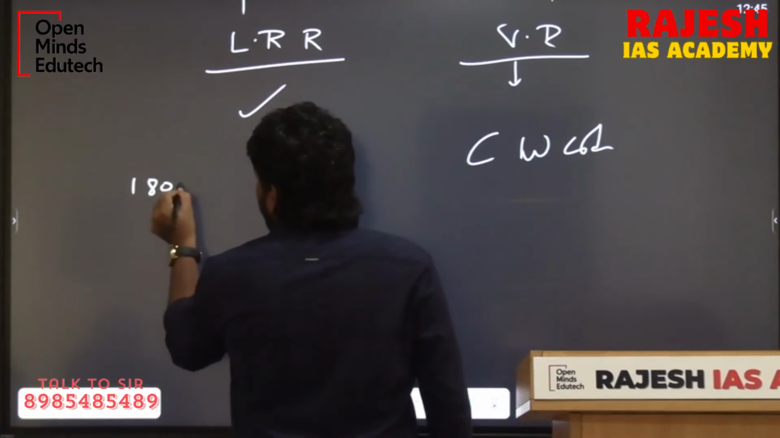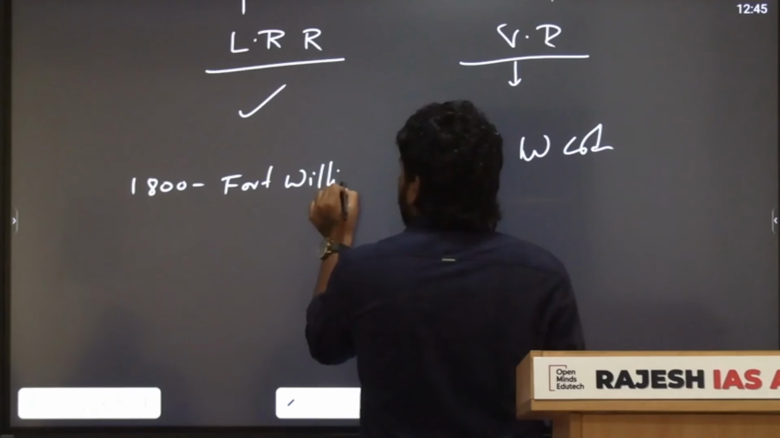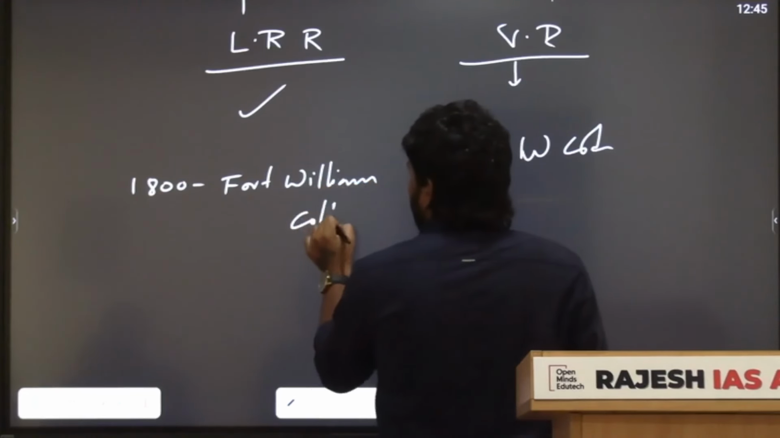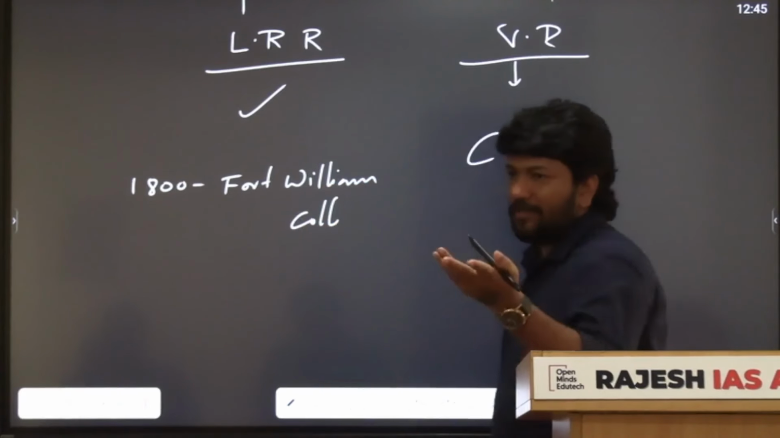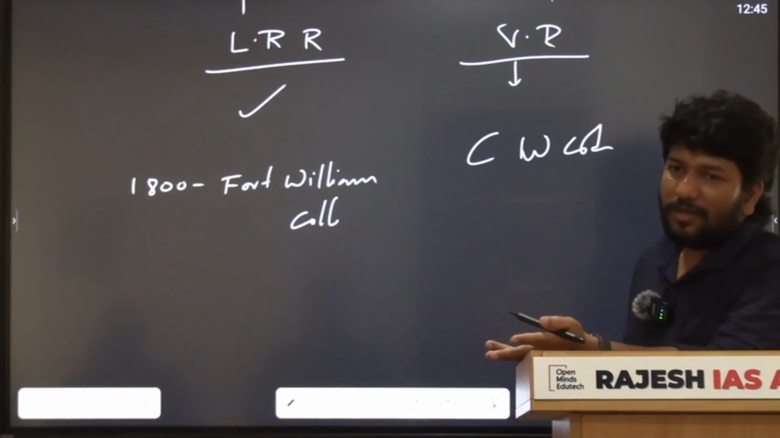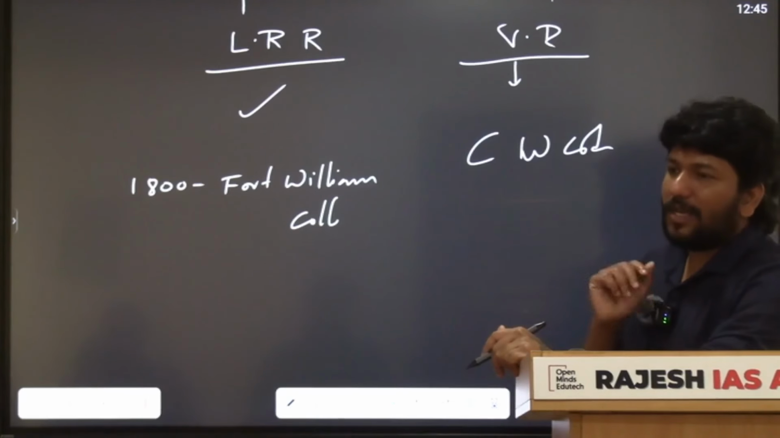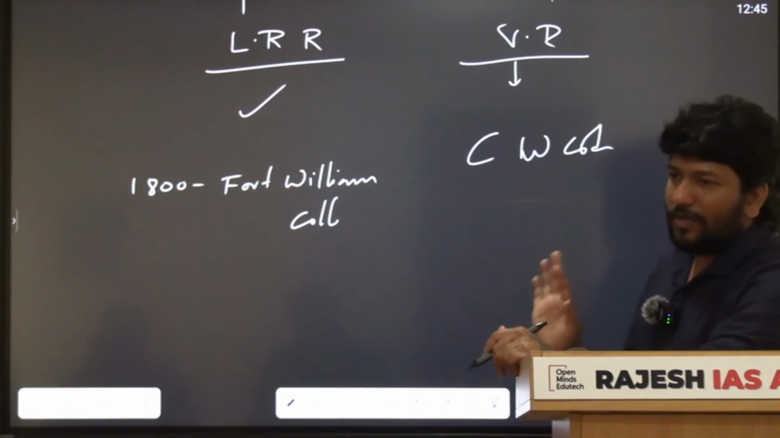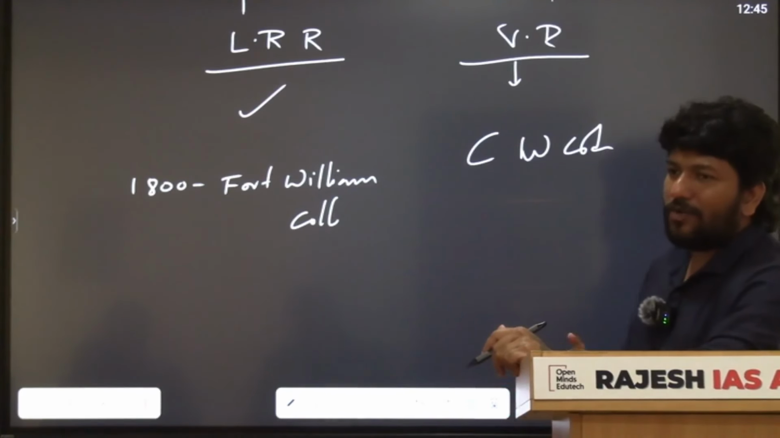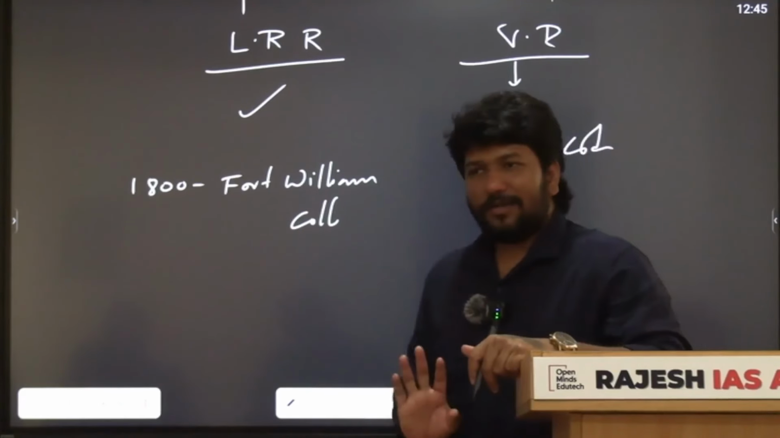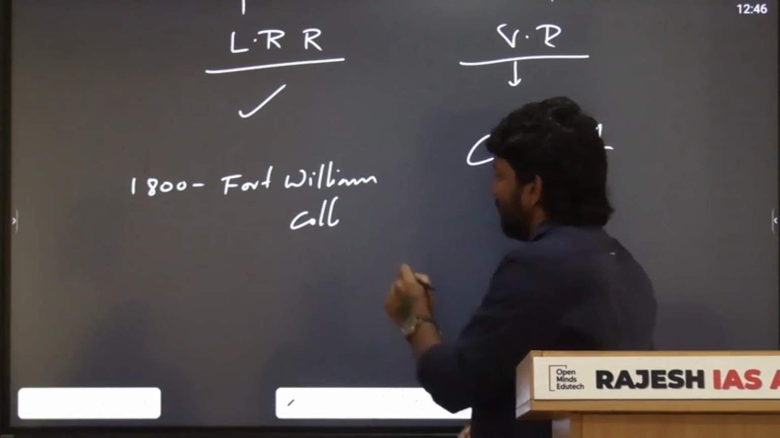In 1800, Wellesley established Fort William College. We are not discussing Wellesley's other work because we already discussed Wellesley. Wellesley is known for the subsidiary alliance, which we already discussed. So for Wellesley, no need to do any revenue reforms or judicial reforms, so no need to write about Wellesley. Wellesley is only known for subsidiary. That is why I wrote the note here: Wellesley established Fort William College.